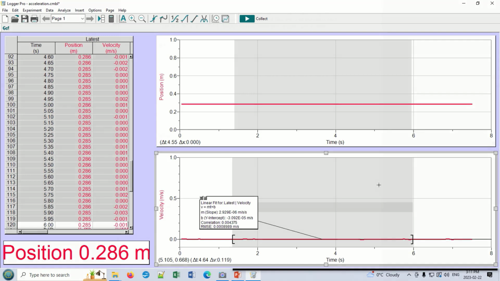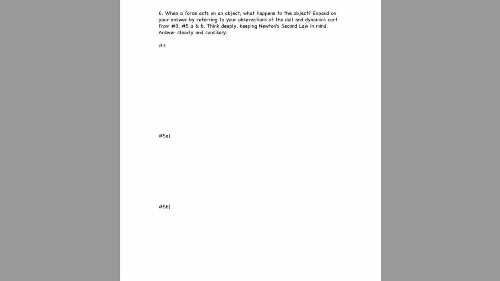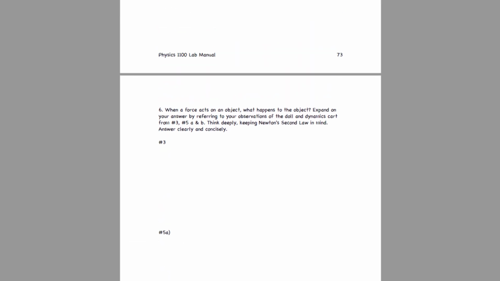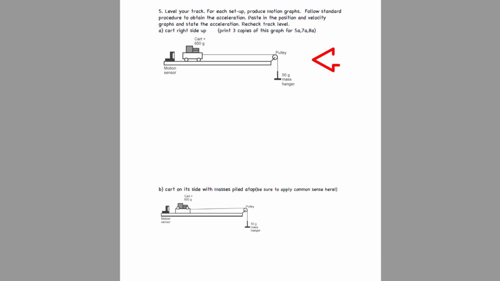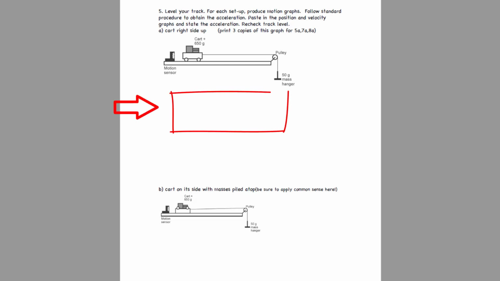So now I'm going to talk about question 6, but I'm zoomed out for a reason, and that's because I want to talk a little bit about question 5 again. So scrolling up to question 5, recall that this is the case where you had the cart right side up and it accelerated down the track due to the mass hanger. And I mentioned that you need 3 copies of this graph in your lab report. So where do those 3 copies go?